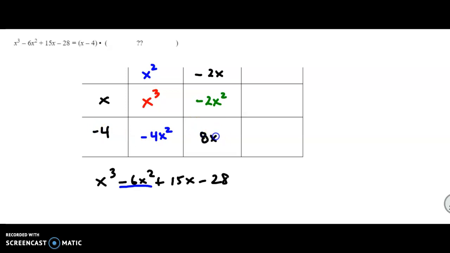All right? And then we use our diagonal again, right? This plus 8x has to equal 15x. That's got to be a positive 7x. Okay. So now I'm thinking, well, if this is 7x, then x over here times what is 7x? That's got to be 7, right? We also know that works out because look at our last term. It's got to be negative 28. And look, 7 times negative 4 is negative 28.